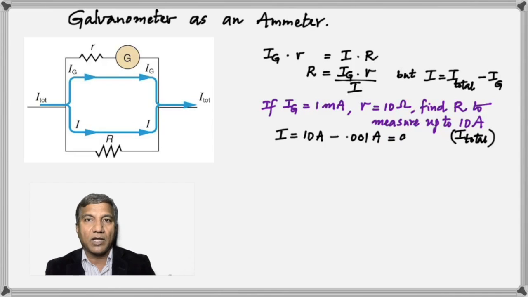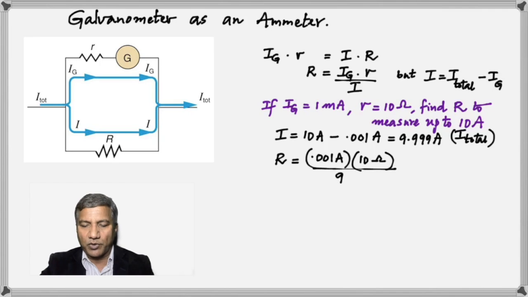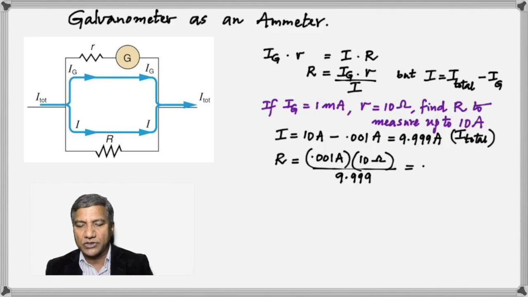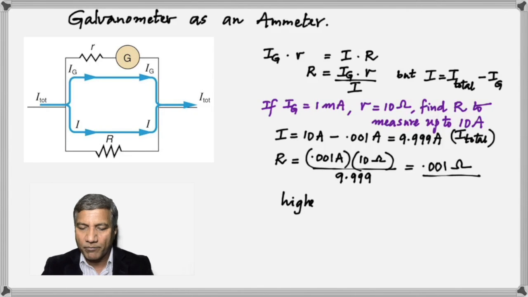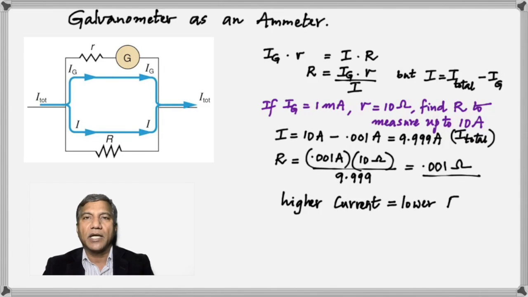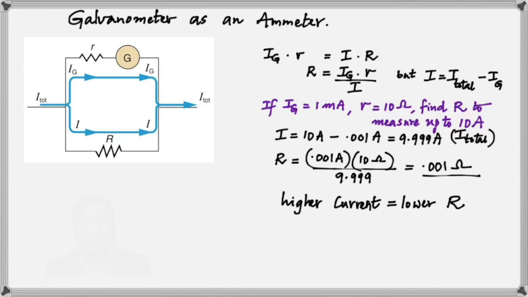So first of all, I is I total minus Ig. So that's 10 minus 0.001, because 1 milliampere is 0.001. And then plug it into the formula, and you see that the value of the resistance is extremely small. It comes out to be 0.001 ohms approximately. So that's how a galvanometer is converted into an ammeter.